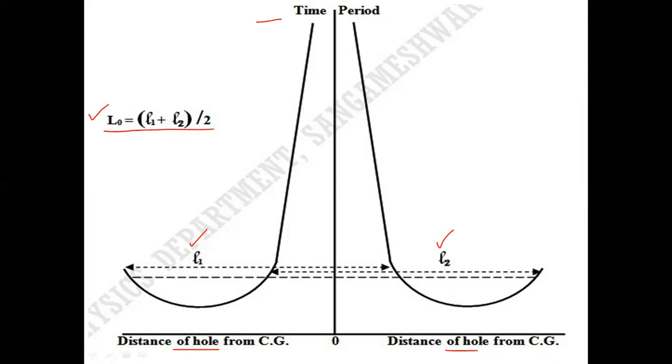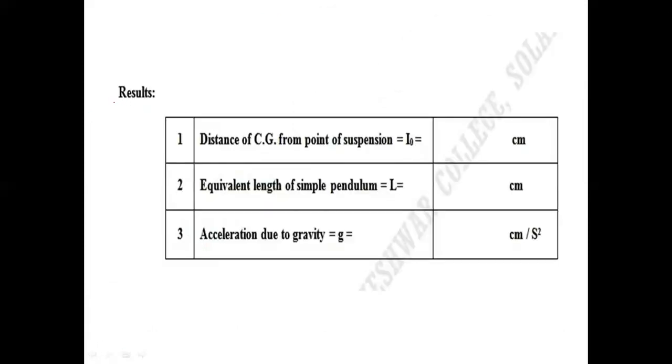After that you can have the results. That is, first the distance of CG from the point of suspension, then the equivalent length of the simple pendulum L in centimeters, and then the acceleration due to gravity g in centimeter per second square at that place. So this is all about acceleration due to gravity through the bar pendulum. Thank you.